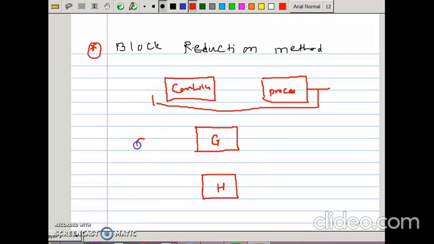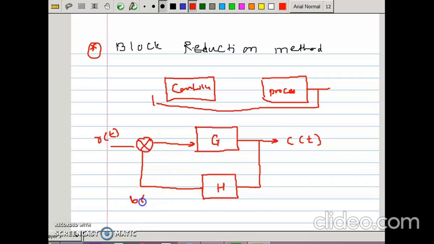So see, here we are giving input using a mixer, so this is the input, right? Always we indicate input by R of T, right? Again output is indicated by C of T always, right? Sample of output is again given as the feedback signal called B of T, right? And as we know the mixer gives us the error signal, right? So this is the whole, complete block diagram.